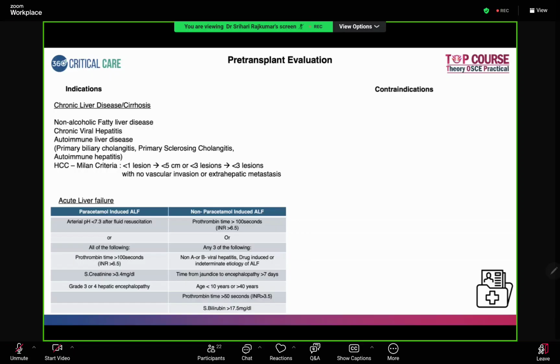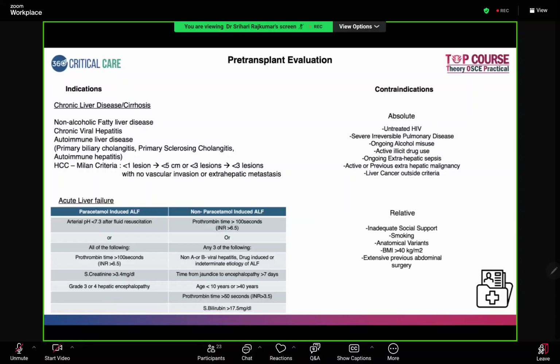So we saw the indications. There are also contraindications. The absolute contraindications, as of now, are untreated HIV, severe irreversible pulmonary disease, ongoing alcohol misuse, illicit drug abuse, ongoing extrahepatic sepsis, active or previous extrahepatic malignancies, and liver cancers that are outside of this criteria.